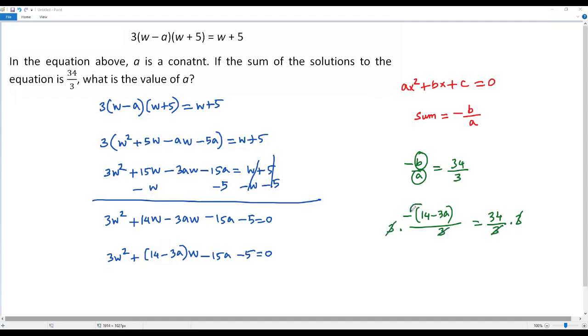We can distribute this negative sign to the 14 and negative 3a. Then I'm getting negative 14, negative times negative is positive 3a, equals 34. Now let's add 14 to both sides of the equation. Then negative 14, positive 14 will cancel out. I am getting 3a equals 48. Let's divide both sides of the equation by 3. Then this 3 will cancel out. Then a equals 48 divided by 3, which is 16. Okay, here I got the value of a, it is 16.